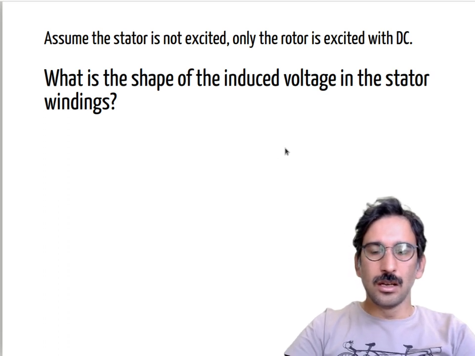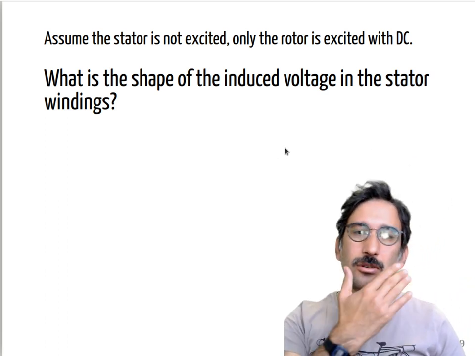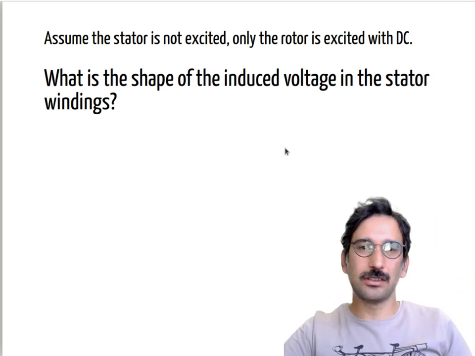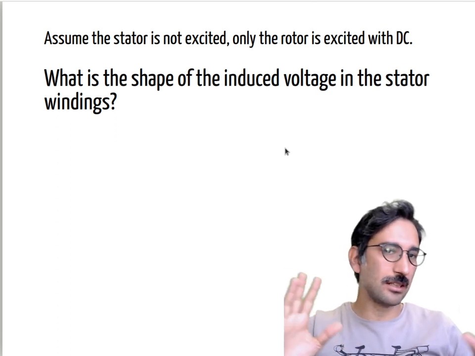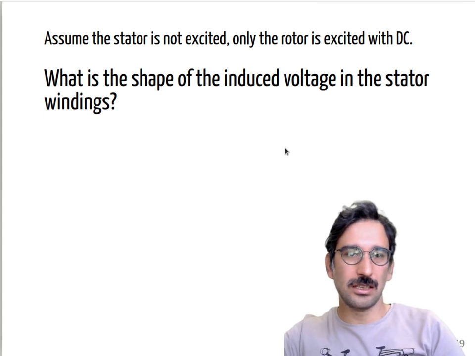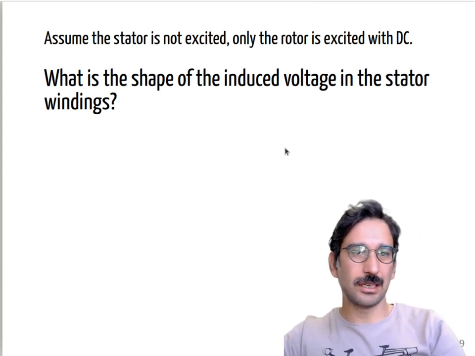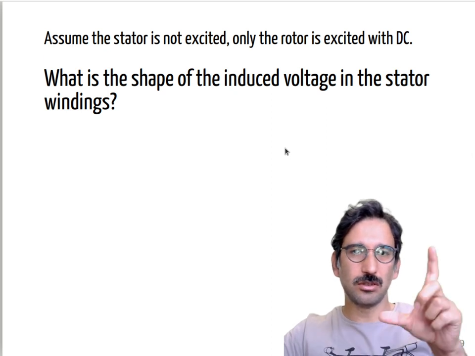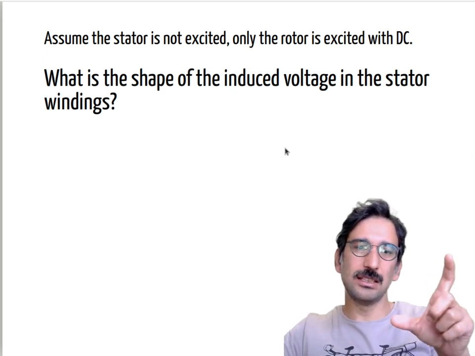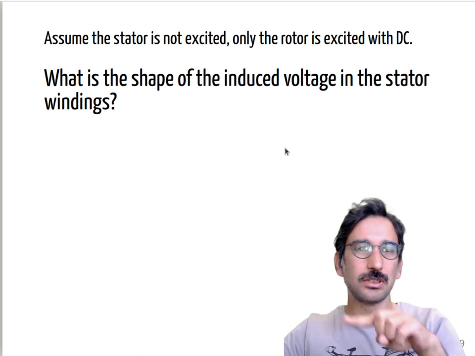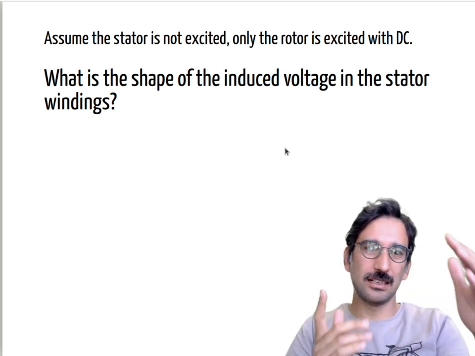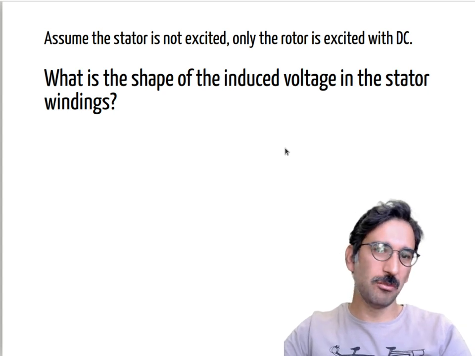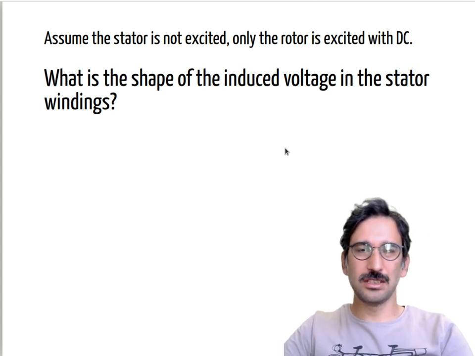Okay, so now let's look at some details of the generator and assume now the stator is not excited. Okay, it's just open circuit. Maybe you can connect your oscilloscope probes, but it's not drawing any current. Okay, so the rotor now is just excited with DC, and I start rotating the rotor once it is excited with DC. So what's the shape of the induced voltage in the stator winding?